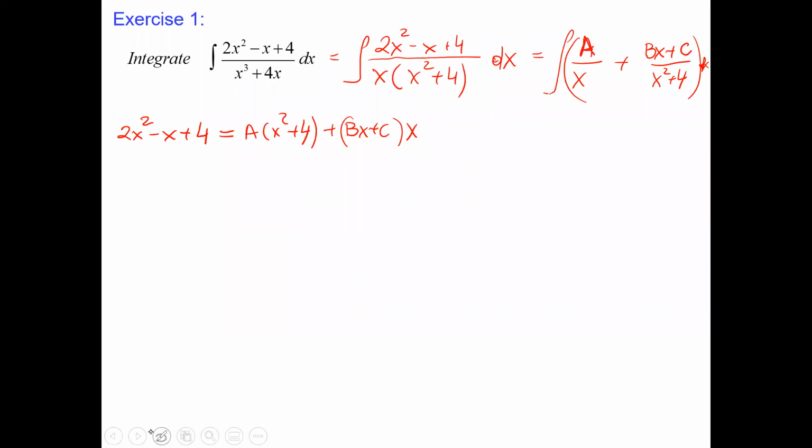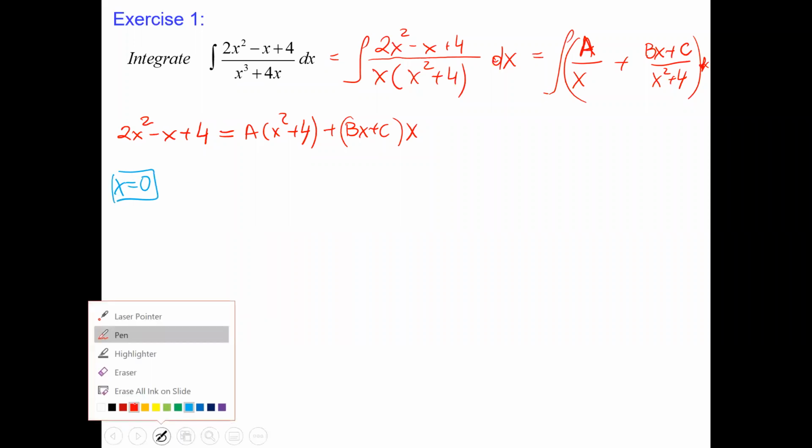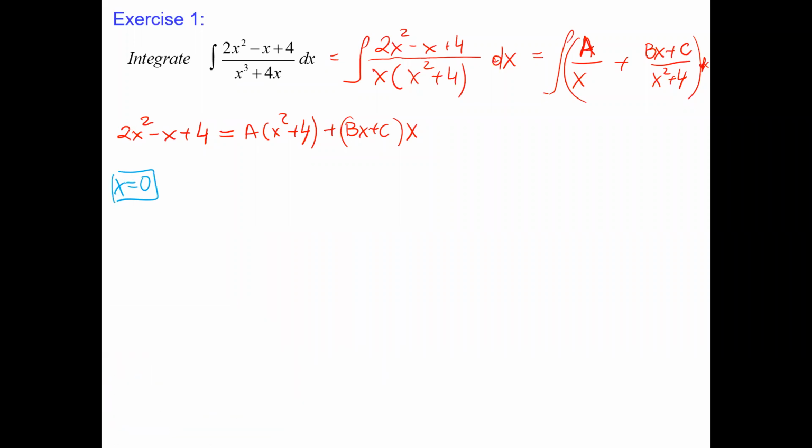Now let's try to substitute 0 for x. Substituting 0 into the above equation, I have 0 minus 0 plus 4, which is 4. And then 0 plus 4 will be 4A, and the other term is 0. That means A is 1. Great. Now we can see we do not have more zeros of the denominator. That means I will pick a random number, the easiest number, x.